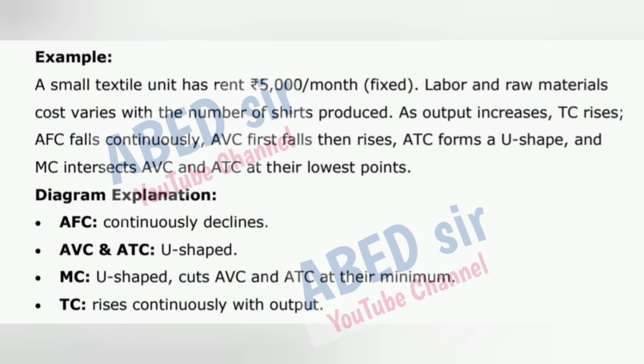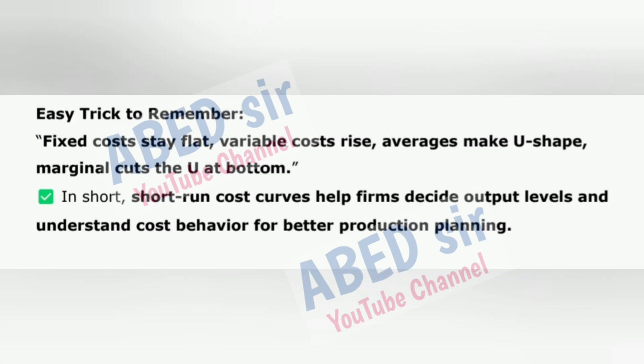Diagram explanation: AFC continuously declines. AVC and ATC are U-shaped. MC is U-shaped and cuts AVC and ATC at their minimum. TC rises continuously with output. Easy trick to remember: fixed costs stay flat, variable costs rise, averages make a U-shape, marginal cuts the U at the bottom. In short, short-run cost curves help firms decide output levels and understand cost behavior for better production planning.